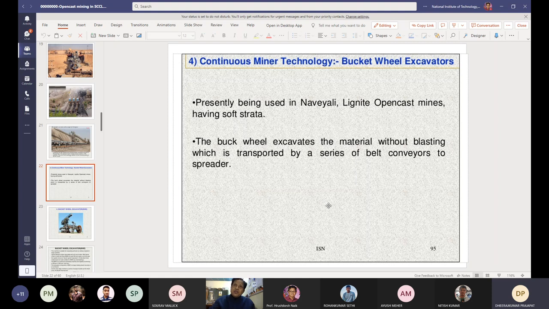Next class we'll discuss continuous miner technology by using the bucket wheel excavators.